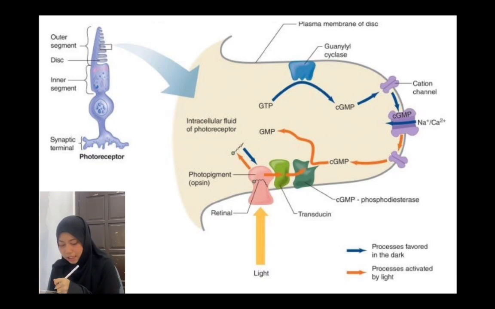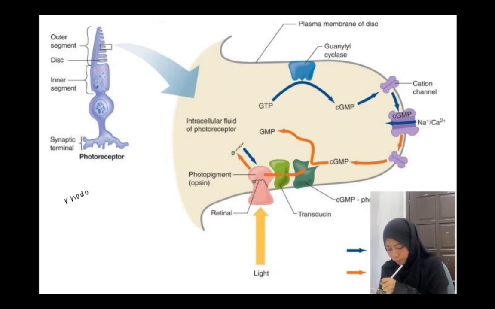Rhodopsin is embedded in the disc membrane structure in the outer segment of the photoreceptor cells. When the membrane-bound enzyme guanylyl cyclase is active, GTP is converted to cyclic GMP, or cGMP, the second messenger molecule. The ligand-gated cation channel in the outer segment membrane is kept open by the cGMP because of the continuous inflow of calcium and sodium. The photoreceptor cell is thus kept in a depolarized condition in the dark.